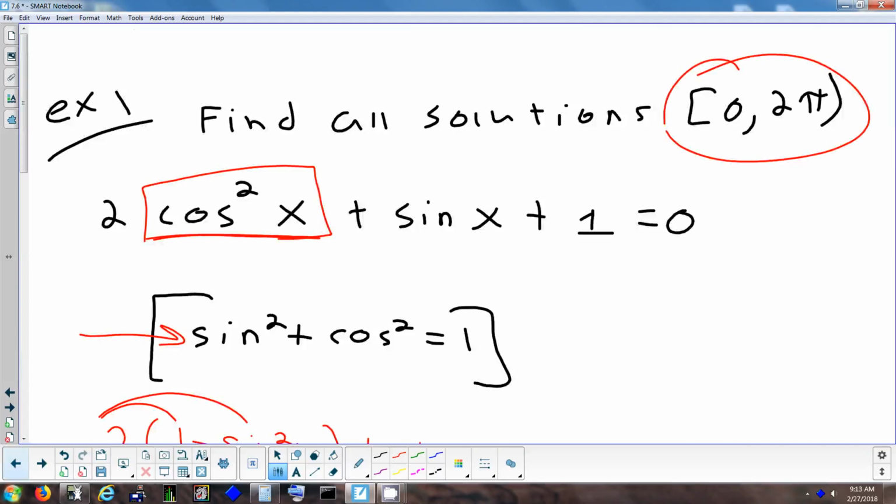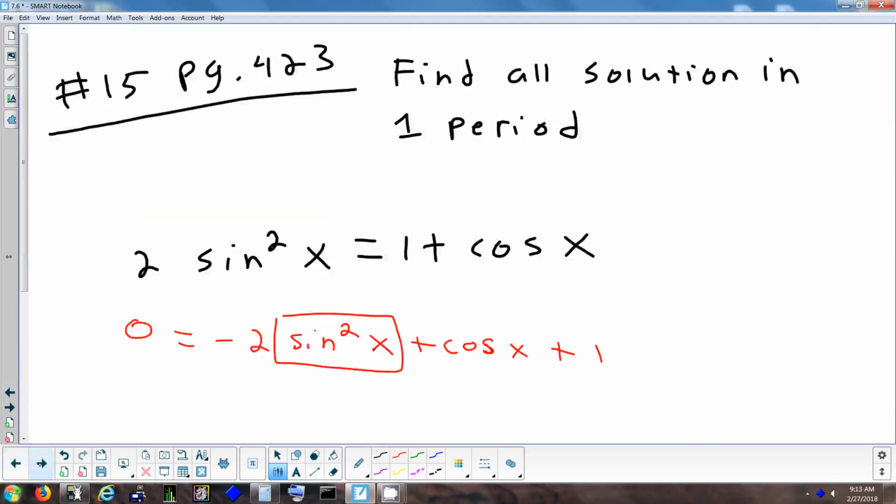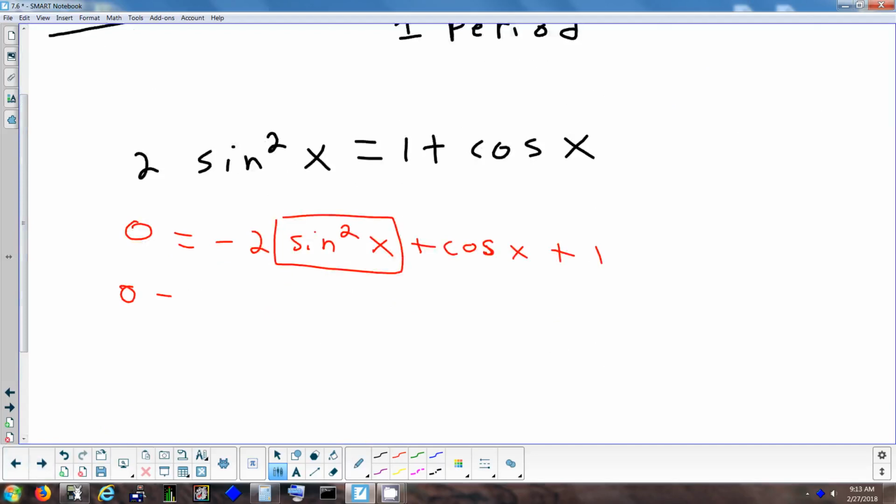Sine squared is 1 minus cosine squared. So I'm going to replace what's in the box with 1 minus cosine squared. And now I'm going to distribute that negative 2, and the squared term is automatically going to be positive. That's why I did it that way.